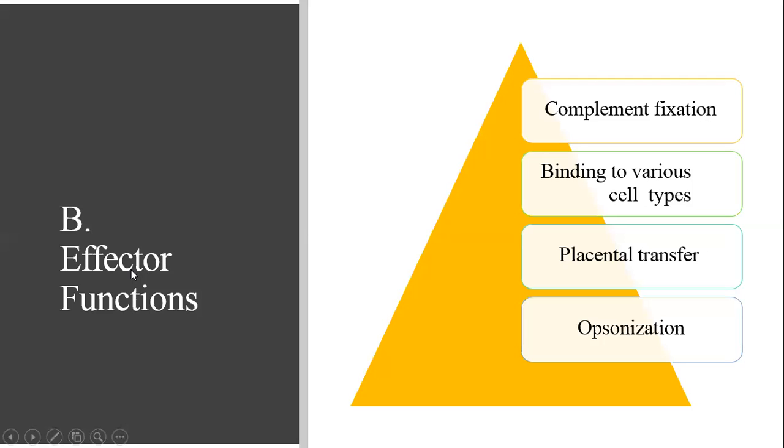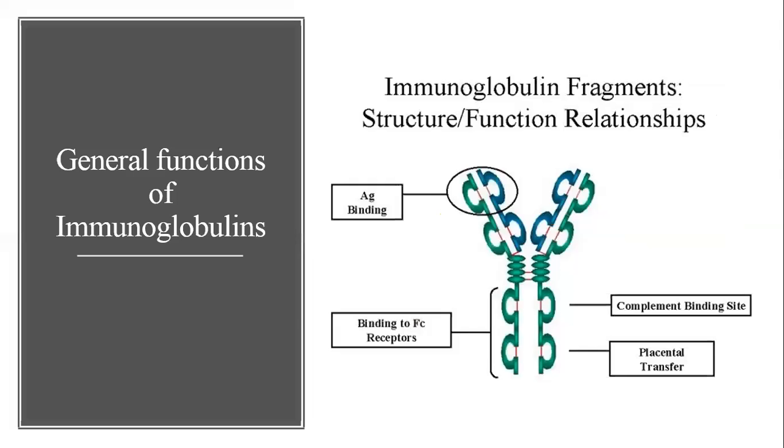This is the function of immunoglobulin. They basically function as effector molecules. They do complement fixation and binding, they bind to various cell types, they can also transfer across the placenta, and they also function in the opsonization of antigen molecules. So the general function of immunoglobulin includes the complement binding site.